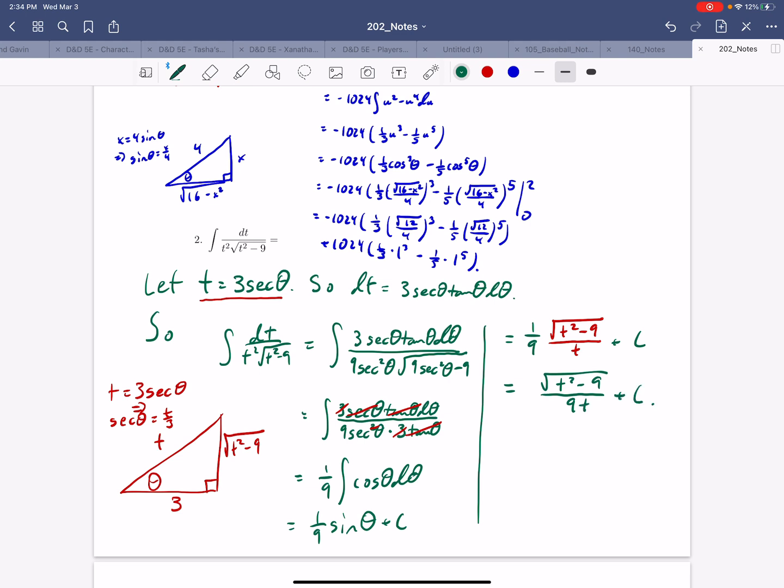That if you want. Okay, so that's just a basic trig sub problem. Definitely something you should know how to do.